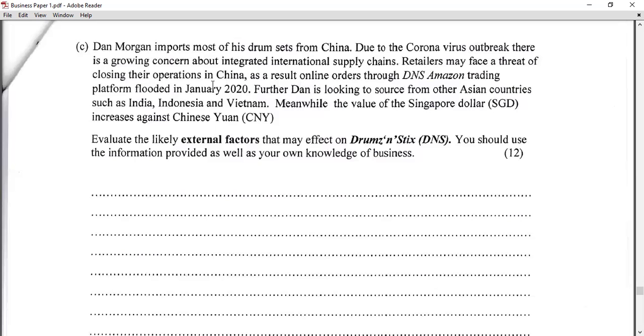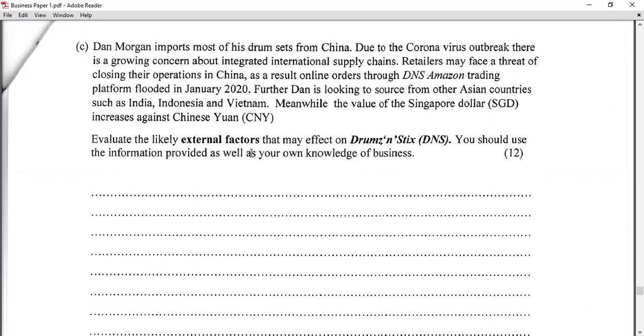Retailers may be closing their operations in China, economic environment. Online orders, technological environment. So we can talk about the technological environment, the good side of this. There are bad sides as well as good impacts. The Amazon orders are flooding in. Further, he's looking to source from other Asian countries such as India, Indonesia, Vietnam. This is another economic factor, globalization. This company must be able to go to free trade with other countries, import and export, globalization, the growing integration of the world economies. And the value of the Singapore dollar increasing, currency appreciation, economic environment. So many factors are there.